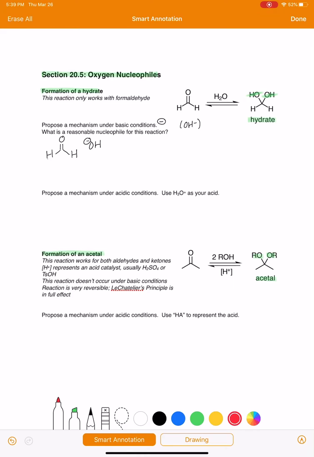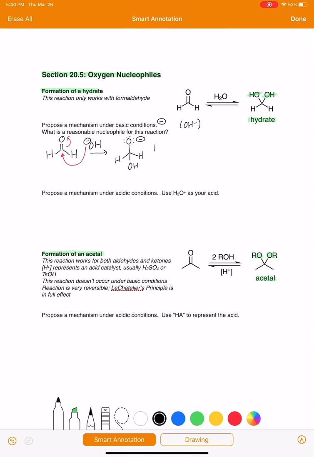And remember, under basic conditions, the negatively charged nucleophile attacks the positively charged carbonyl carbon, opens up the carbon-oxygen double bond, and we get the carbon-oxygen double bond has been opened up. We've got an extra pair of electrons on the oxygen, so the oxygen has a negative charge on it now, and we have added an OH group to what used to be the carbonyl carbon.